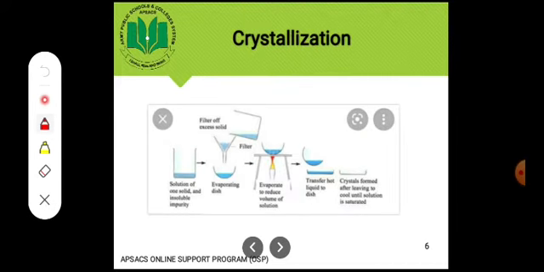This is a crystallization process. In this process, first of all, for example, we have an impure solid and we want a pure solid. For example, we have impure copper sulfate and we want to get pure copper sulfate crystals, so what we will do, we will prepare a saturated solution of copper sulfate, then we will filter the solution.